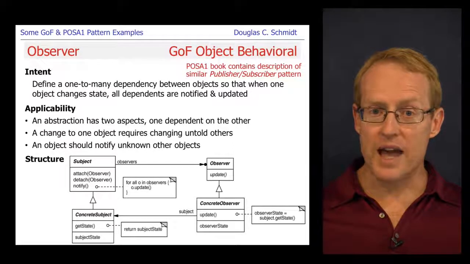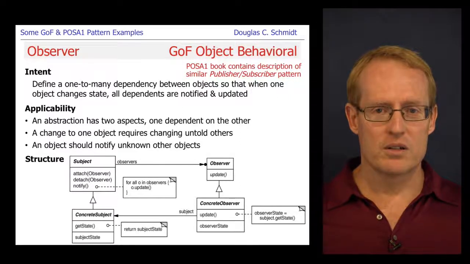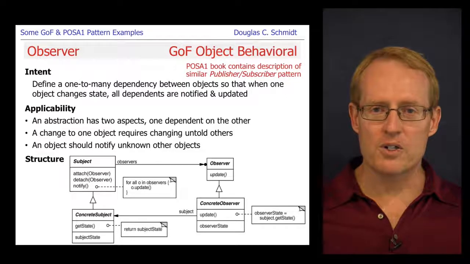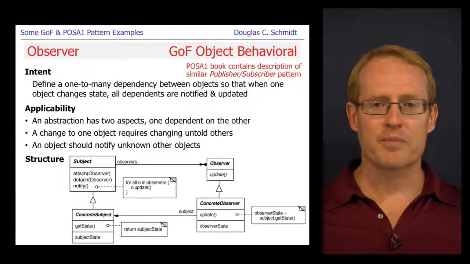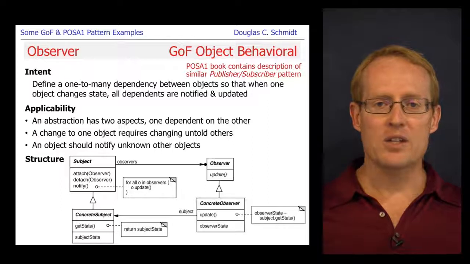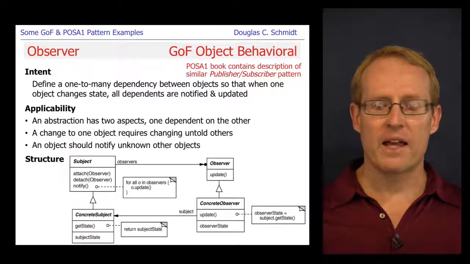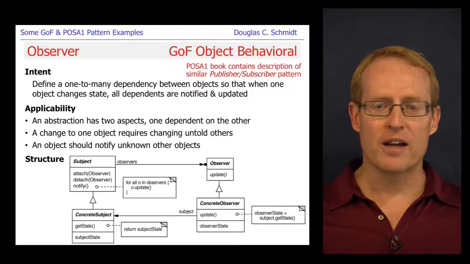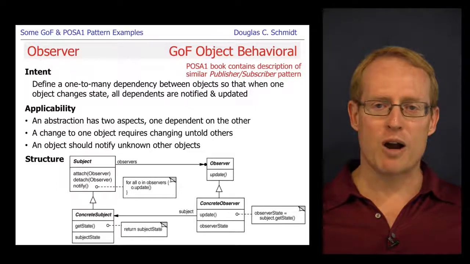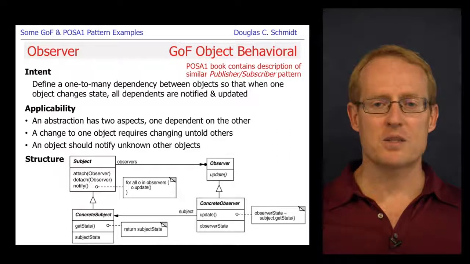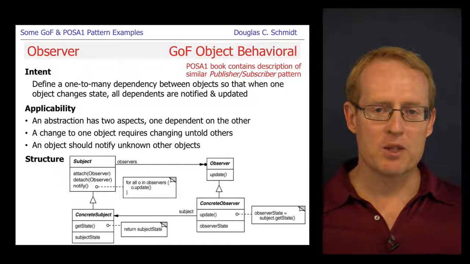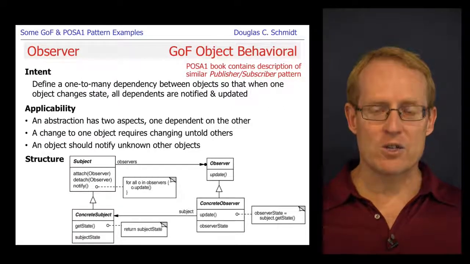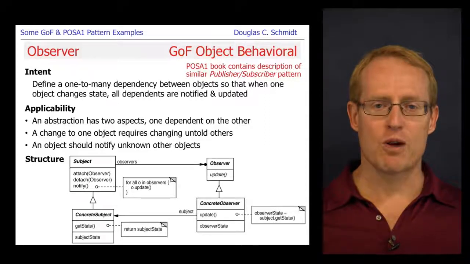Observer, like proxy, has appeared under different names in different contexts, different books. It appears as an object behavioral pattern in the Gang of Four book, and it also appears as an architectural pattern in the POSA 1 book, where it's given a slightly different name. It's called the publisher-subscriber pattern. And it turns out that observer and publisher-subscriber are a bit different in some aspects, but they can be used in much the same way. We'll be focusing on observer in this discussion. Later discussions, we'll be talking more about publisher-subscriber.